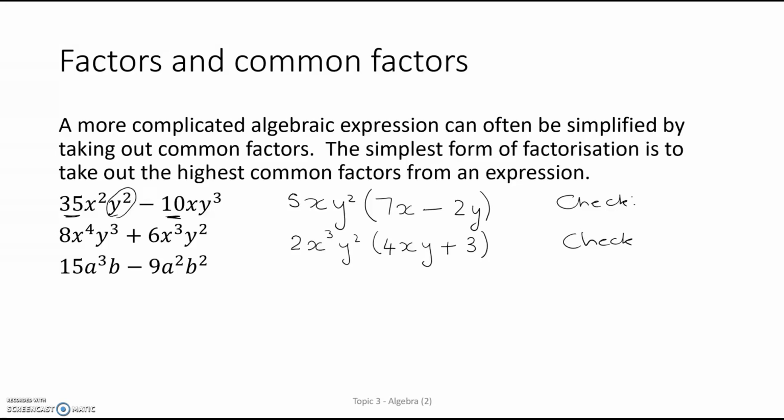For the next one, find the highest common factor for the numbers first. Again, it's 3. Highest common factor of powers of a is a squared. Highest common factor of the b's is b. Right, 3 times what is 15? That's 5. A squared times what is a cubed? Need another a. We've got the b. Then put in minus. 3 times what is 9? That's 3. A squared we've got. B we've got, but we needed b squared, so we need another b. Check your answer by multiplying.